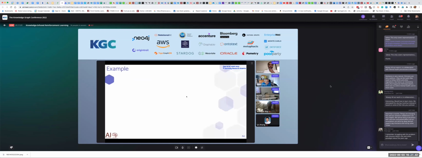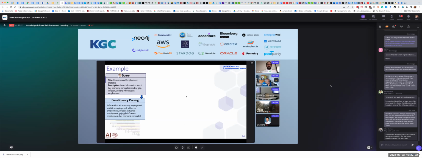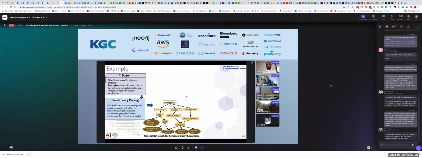So an example of this scenario in action was a user query which talks about economy and employment statistics. It contains a bunch of keywords on economic concepts: GDP, inflation, and the influence of employment. Essentially, the model takes a state-of-the-art constituency parsing method, which is widely used in the natural language community. It identifies a series of phrases, and then looks for this information in a ConceptNet graph. We use ConceptNet because it is multilingual. We are looking for a query that can come in any language. And essentially we want to come up with this small graph.